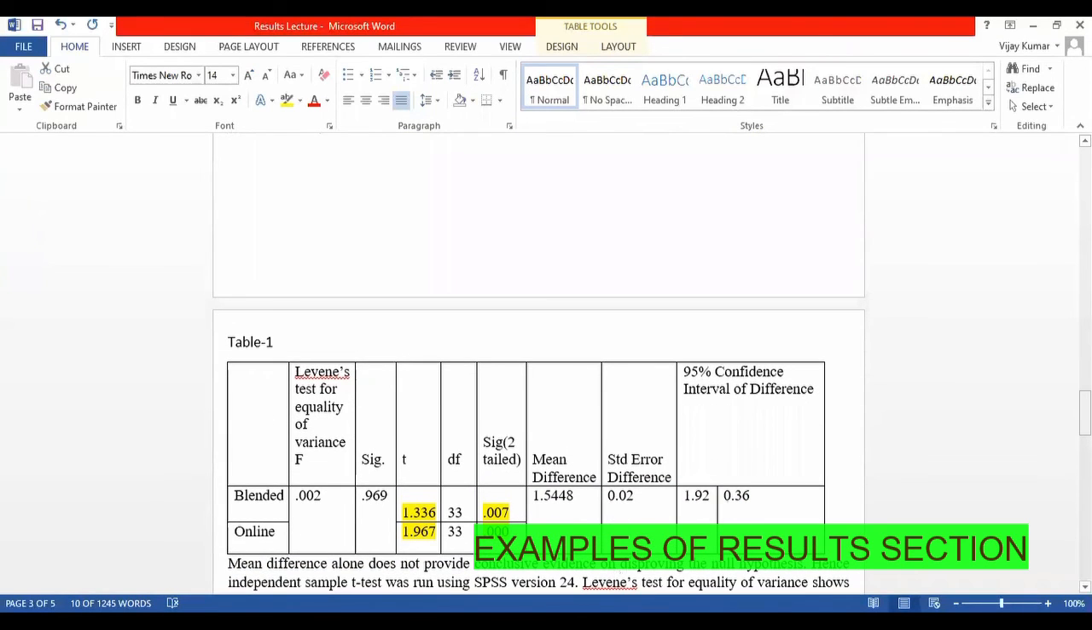So remember, in the results section, you have to hit the bullseye all the time. There is no room for rambling. Well, I have given you some generic guidelines, but you may change it according to your research context.